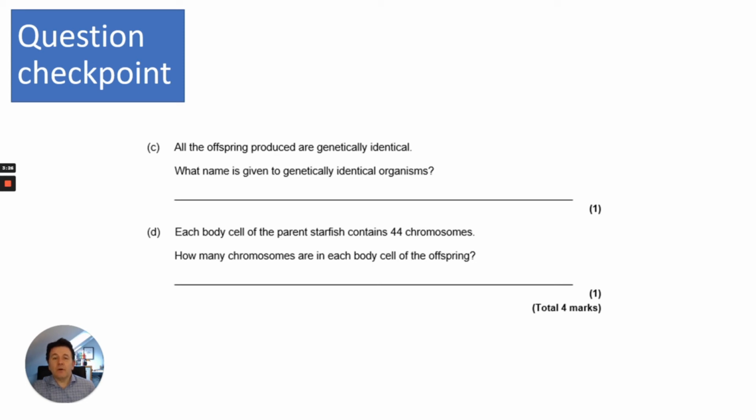So C, all the offspring produced are genetically identical. What name is given to genetically identical organisms? That is clones. They are known as clones. Each body cell of the parent starfish contains 44 chromosomes. How many chromosomes are in each body cell of the offspring? Well, it will be the same number, 44, as they are being produced by mitosis, and it's asexual reproduction.